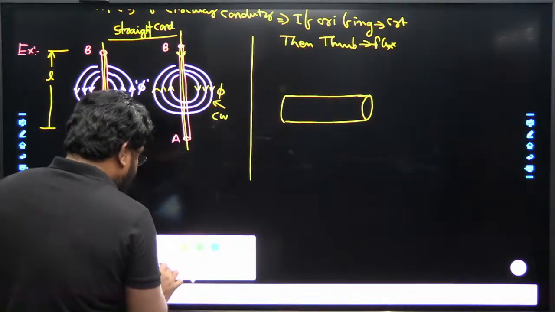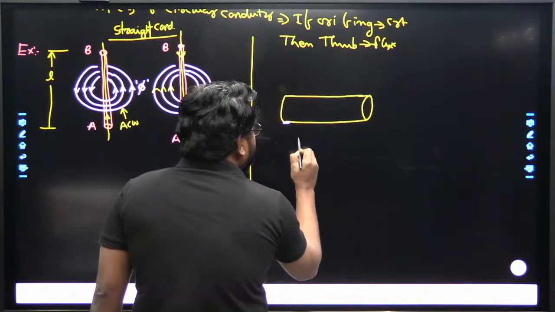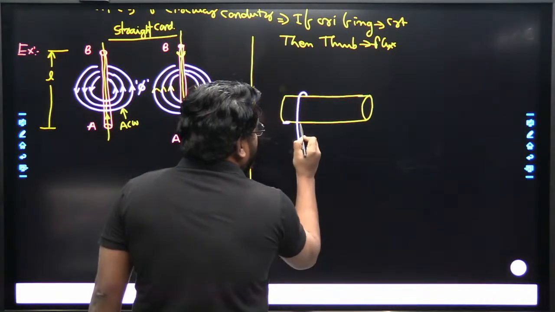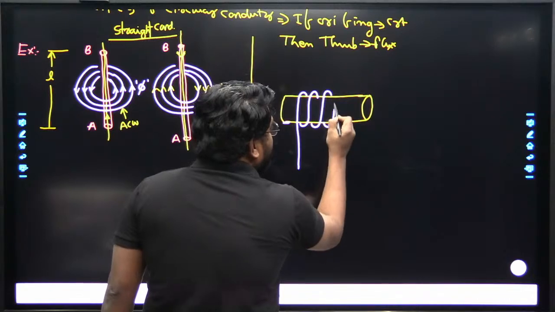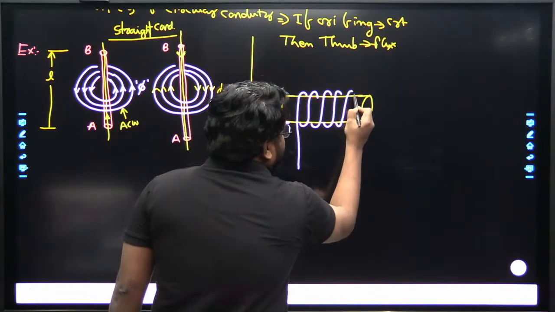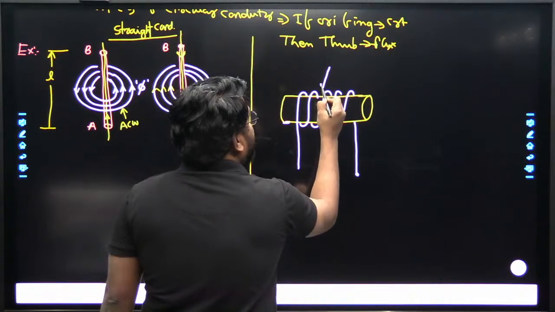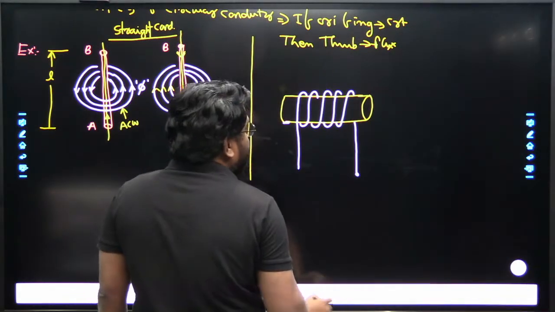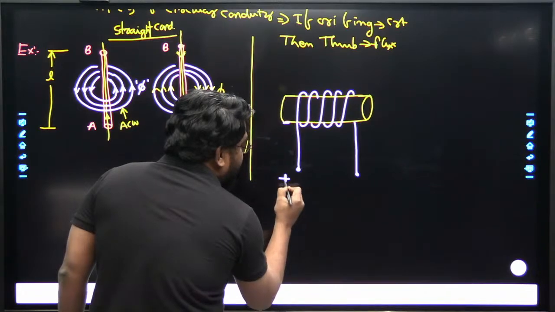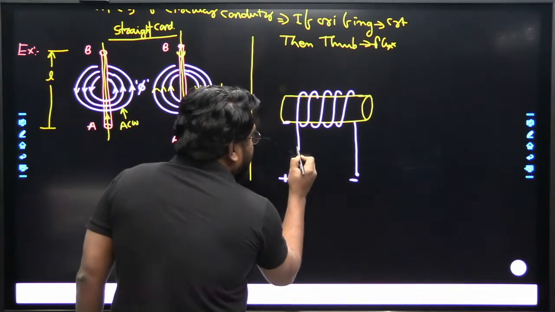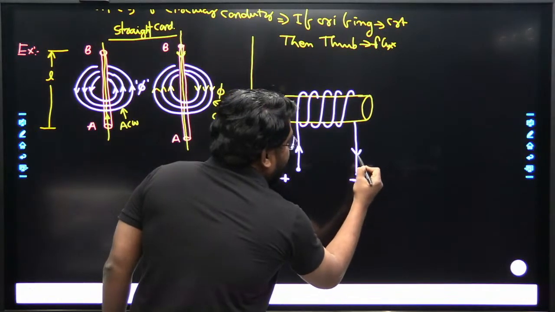Windings are placed, some number of turns. So now we are placing some number of turns on the core in this manner. We can place whatever number we want, and this is some n number of turns. Now let us assume it is a positive current. That means current enters at this position and leaves at this position.